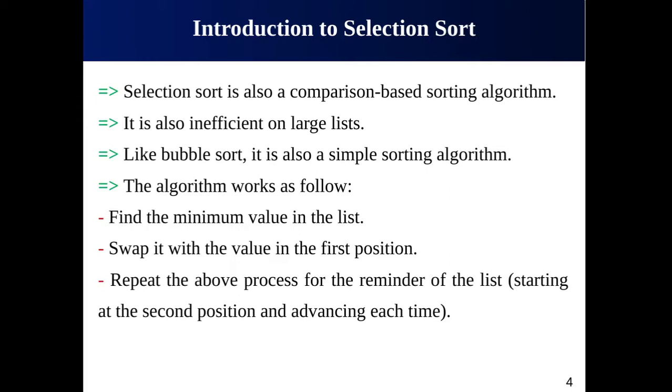So this is the basic technique. Let me repeat. The first thing is that you have to find the minimum value in the list. Once you find the minimum value, you have to swap it with the element at the first position and then repeat the same process for the rest of the elements starting from the second position.